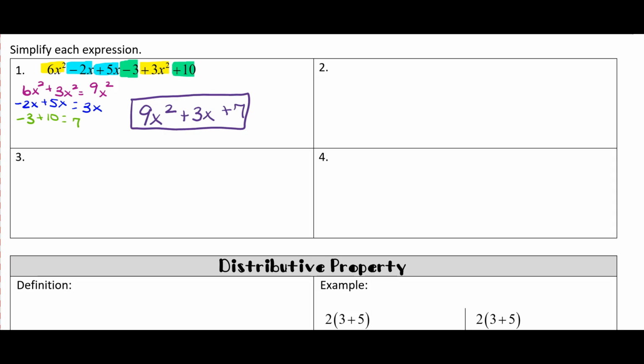Now, if you get these out of order, it's not wrong as long as you have the same signs. They should all be positives, which means they should all have pluses in front of them, except for the very first term because we don't put a plus in front.